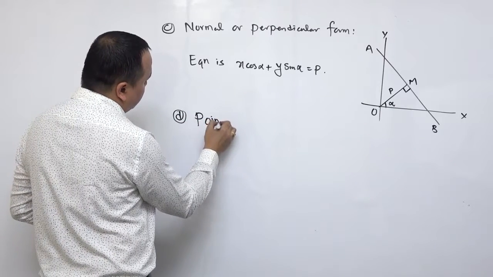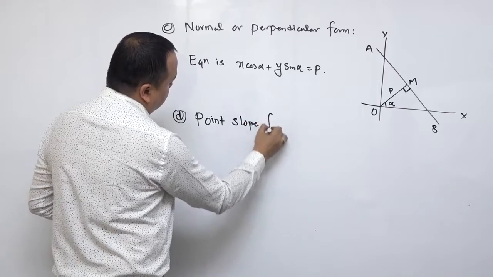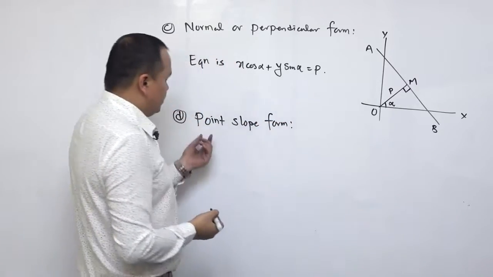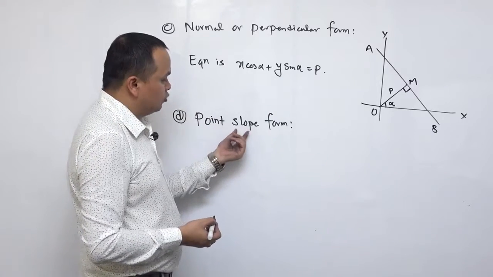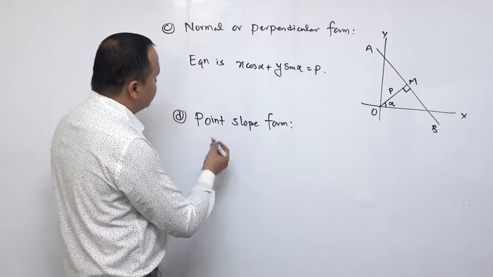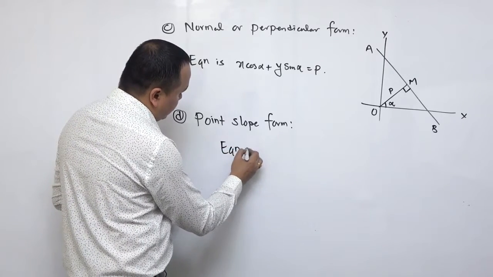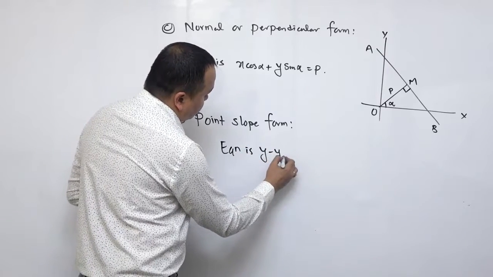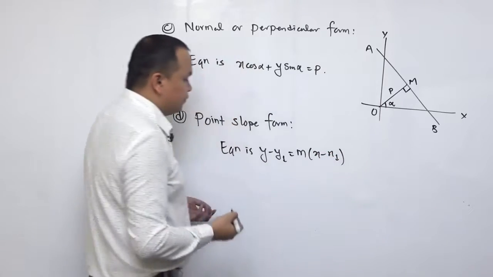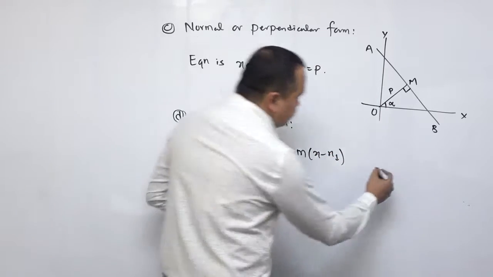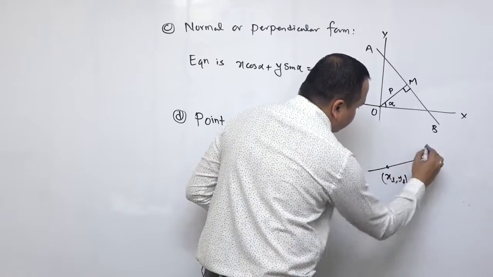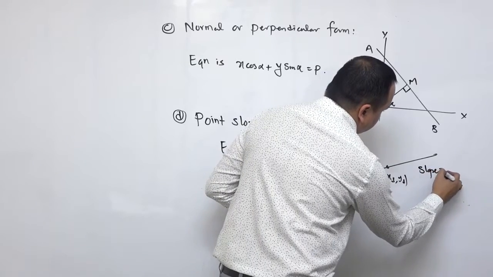Point slope form. We have one point and slope given. Then the equation is y minus y1 is equal to m times x minus x1, for any point x1, y1 and slope m.